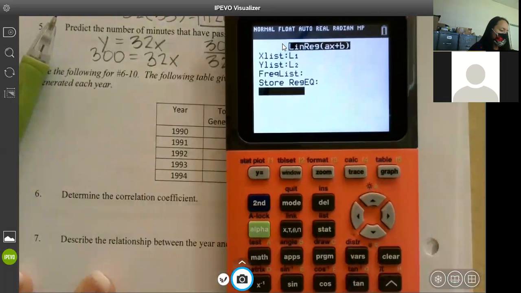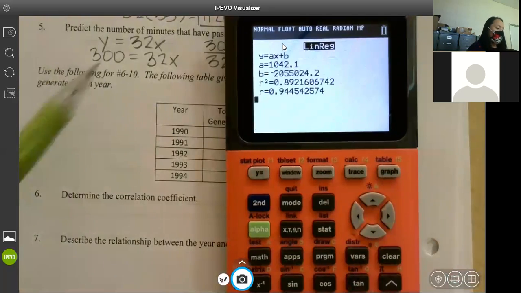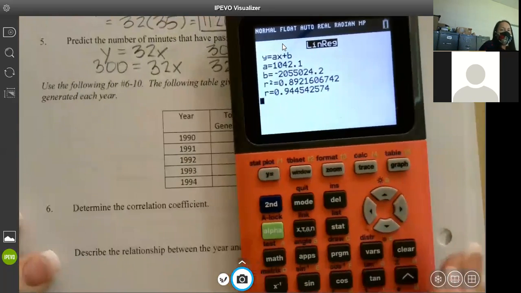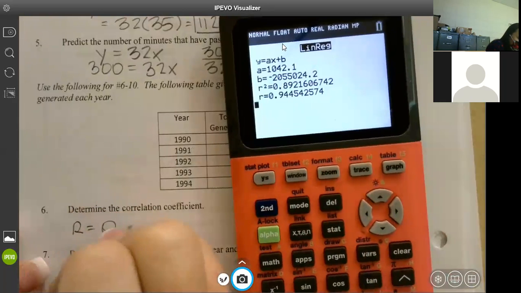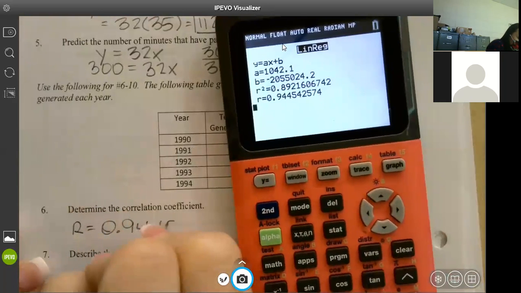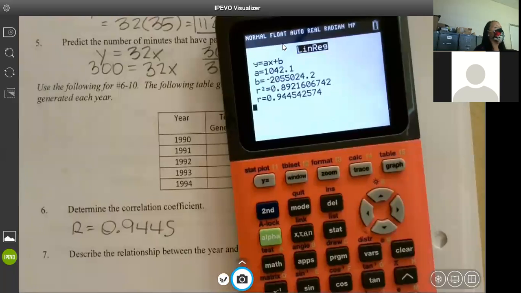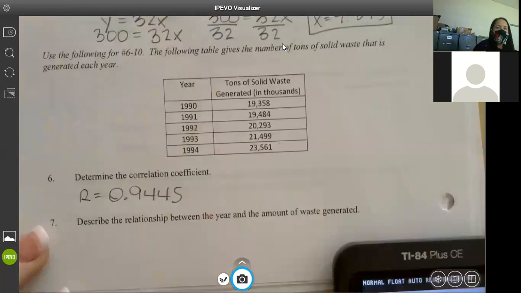Hit enter a bunch of times. And then what's our correlation coefficient, or our R? I'm going to do a couple decimal places, 0.9445. When you're comparing, make sure you do a couple decimal places, okay? Don't just put 0.9, because some of them could be 0.91, some of them could be 0.93. We want to make sure that we have a couple decimal places.